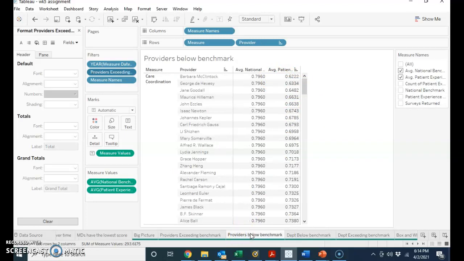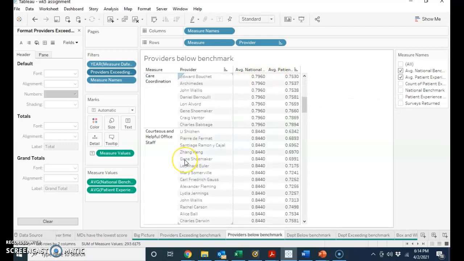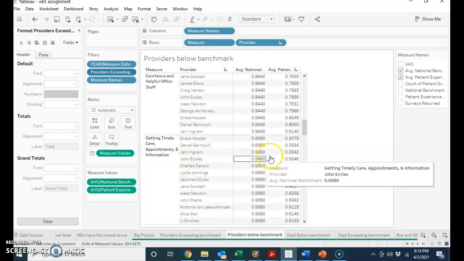And again, the same for the providers. You can see here Barbara McClintock is really falling almost a full percentage and a half point below the national average in care coordination, and we can look at that across the various measures.